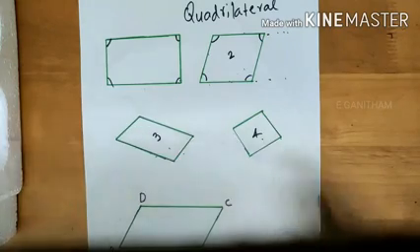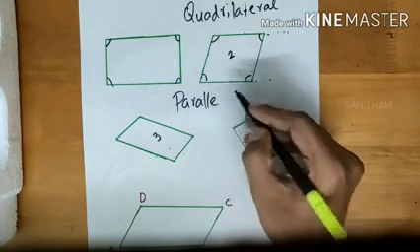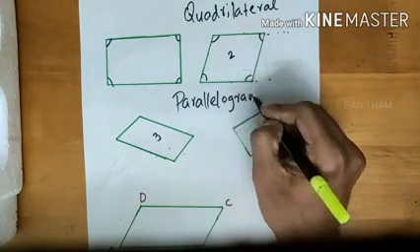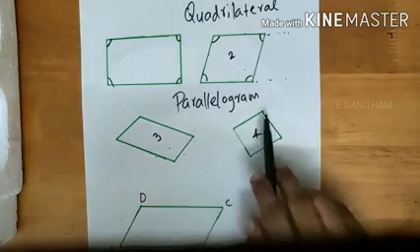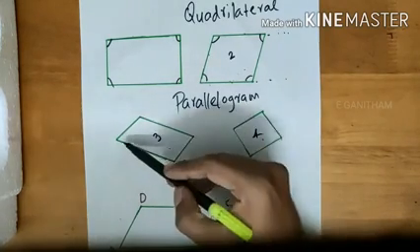Such quadrilaterals are called parallelograms. How will you pronounce it? Parallelogram. So consider the third one.